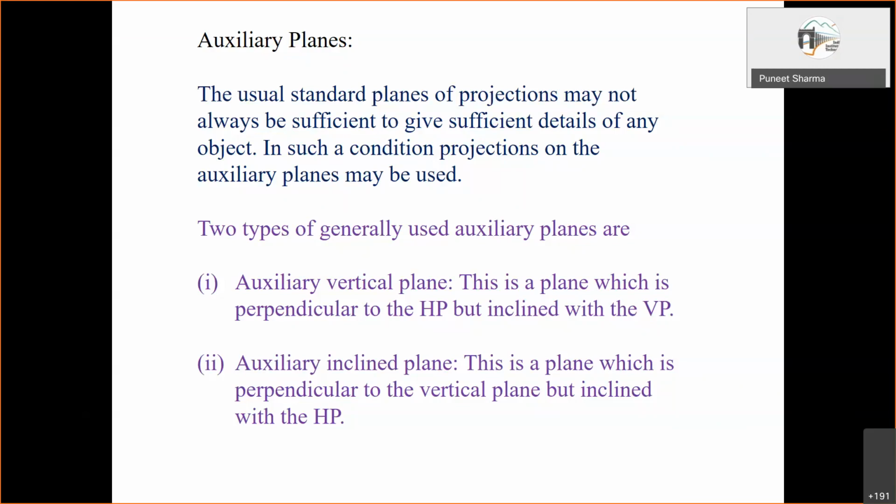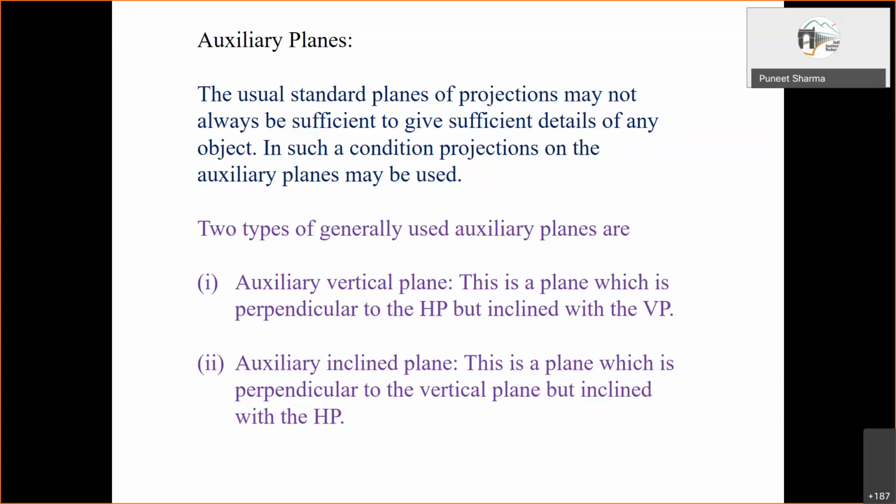Like for the auxiliary vertical plane, where we maintain the condition that it is perpendicular to the horizontal plane, likewise an auxiliary inclined plane will be a plane which is perpendicular to the vertical plane. So the auxiliary vertical plane is perpendicular to the horizontal plane, and the auxiliary inclined plane will be perpendicular to the vertical plane. The auxiliary inclined plane, on the other hand, will have some inclination with the horizontal plane. It will not be parallel. So that is the thing.